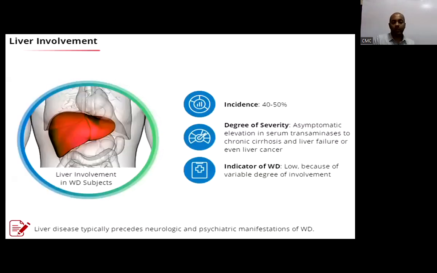Just a slide on liver involvement. Liver involvement in Wilson disease has an incidence of about 40 to 50%. It can vary from asymptomatic to cirrhosis to even liver failure. Liver disease typically precedes neurologic and psychiatric manifestations.